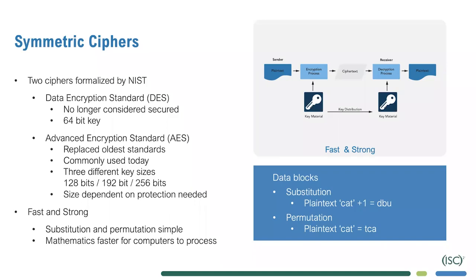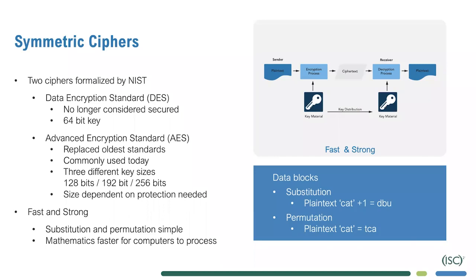Two very well-known symmetric ciphers. The Data Encryption Standard, DES, is NIST's older encryption standard. It had a key length of 64 bits. It's not considered secure anymore. It was replaced ultimately, after several intermediary steps, by the Advanced Encryption Standard, using a different algorithm.